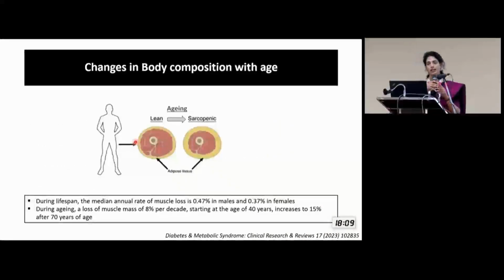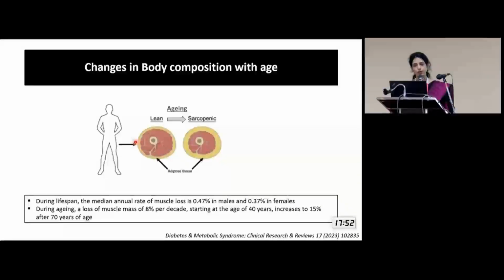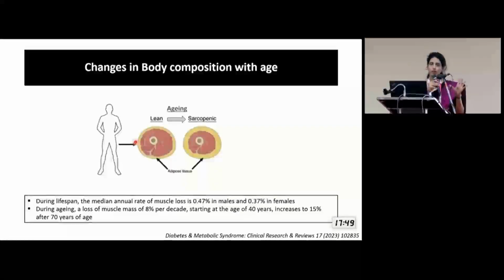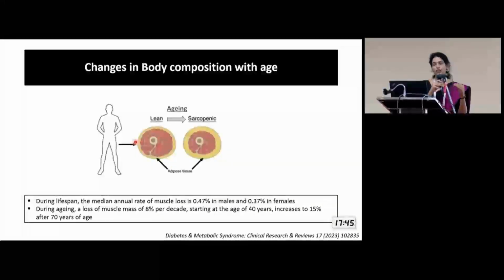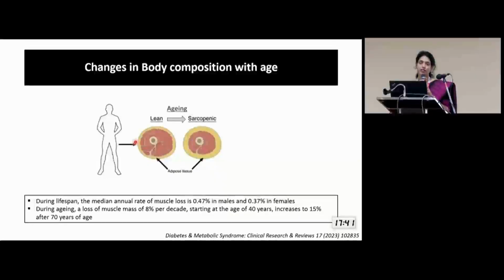We know that there are significant changes in body composition with age. We all lose some amount of muscle, and we also gain some amount of fat, most importantly visceral fat, which predisposes to metabolic diseases. Across the lifespan, the annual rate of muscle loss is around 0.3 to 0.4%, roughly 4% per decade. But from around age 40 we start losing around 8%, and this increases to 50% muscle loss per decade after 70 years of age.